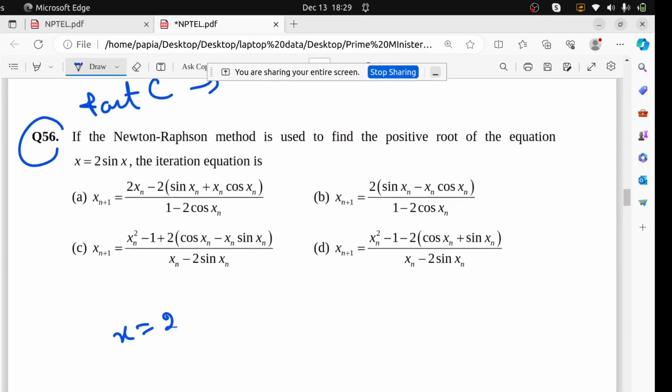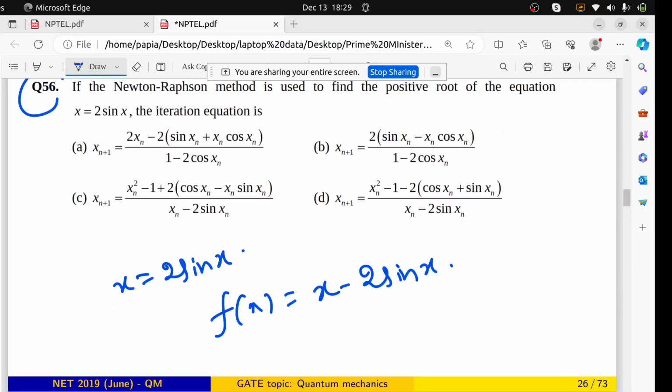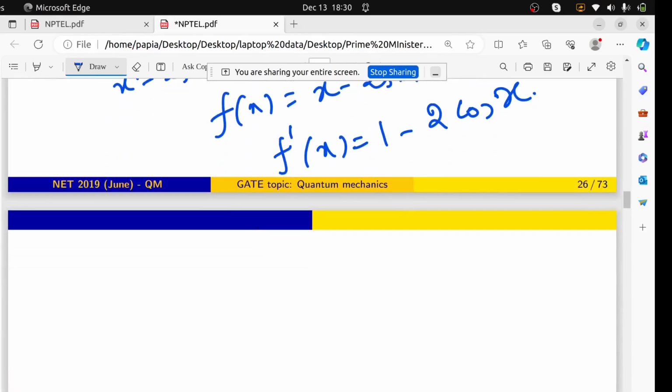If x equals 2 sin x, then what will be f(x) here? f(x) will be x minus 2 sin x. Okay. Now for Newton-Raphson we need one more thing, we need f prime x. What will be this value? 1 minus 2 cos x. Now you have to tell me what is the Newton-Raphson iteration expression. Can anyone tell me what is the Newton-Raphson iteration expression?